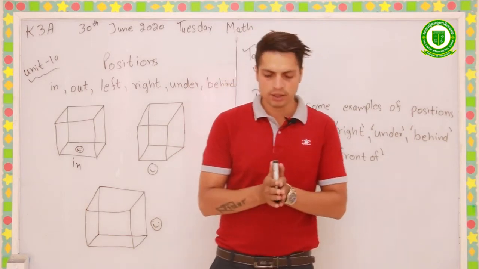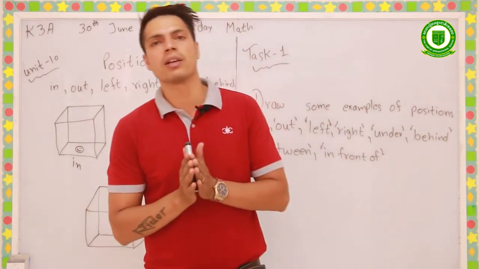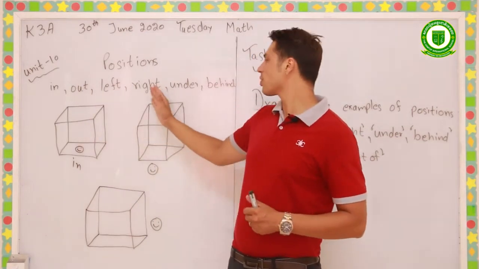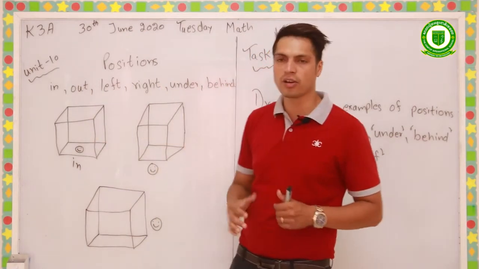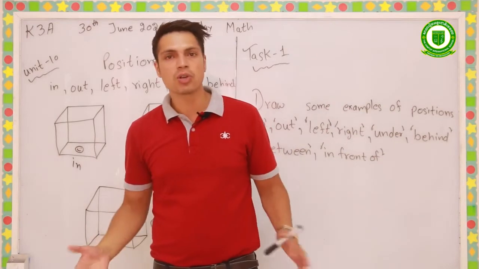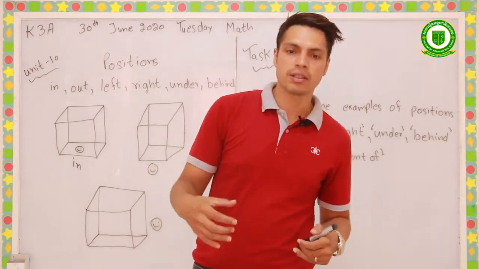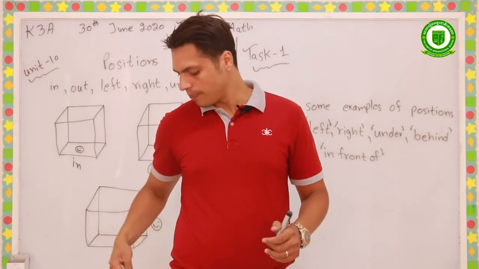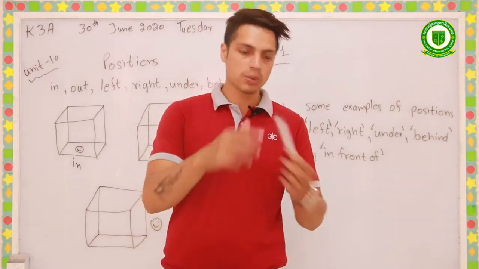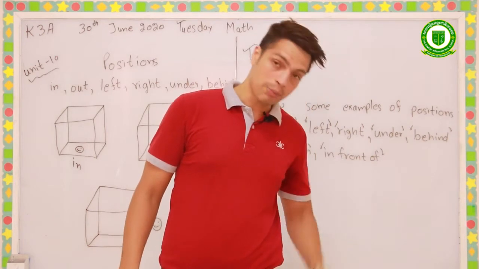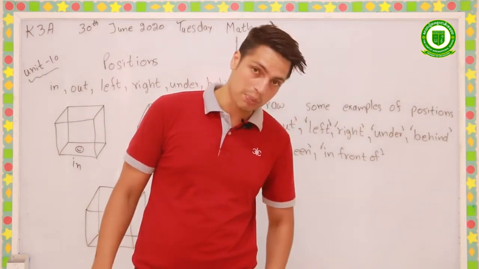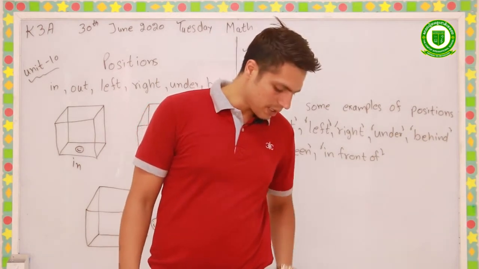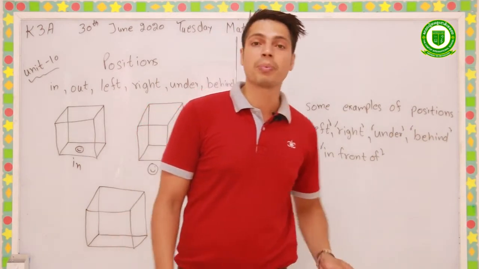As you know from our first video, today we are learning about positions: in, out, left, right, under, and behind. When we talk about positions like in, you can check your pocket. If you have something in your pocket, I can see this marker is in my pocket now. Now I take it out, that means it's out of my pocket. It's in my pocket, it's out of my pocket.